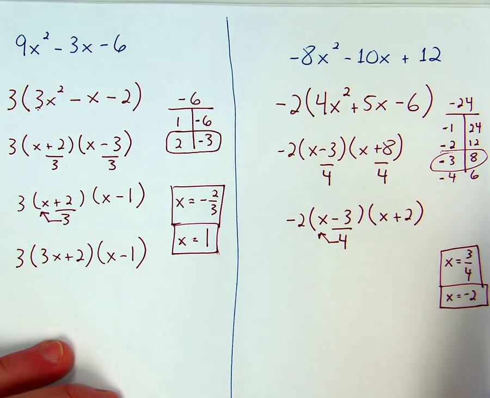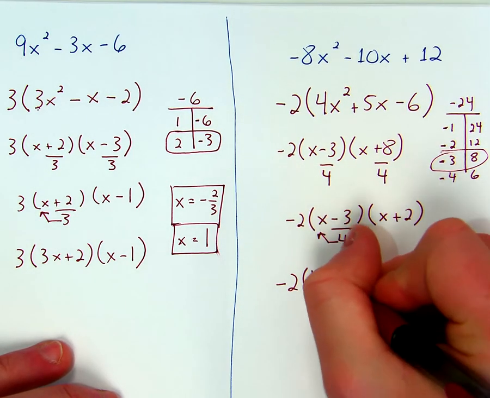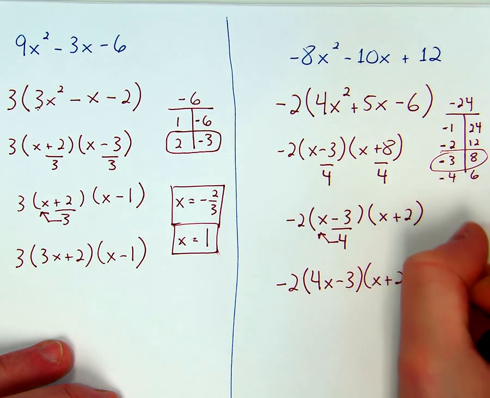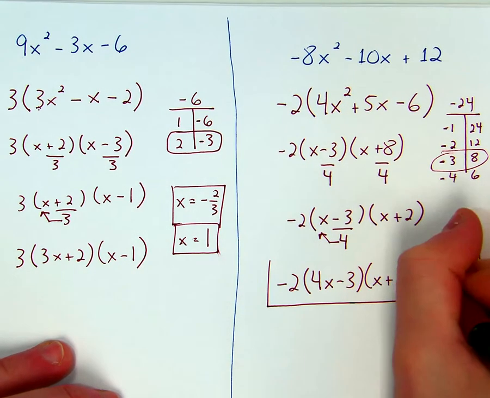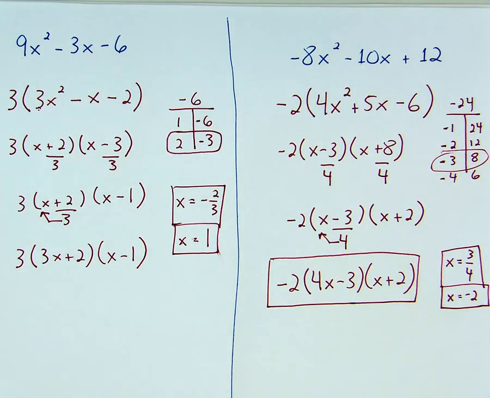To finish factoring, we move denominators in front of x's. We'll end up with negative 2 times 4x minus 3 times x plus 2. Make sure you're very diligent about using this method because one simple mistake can throw you off.